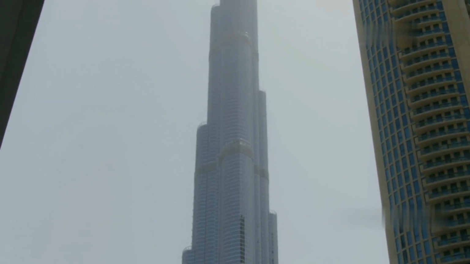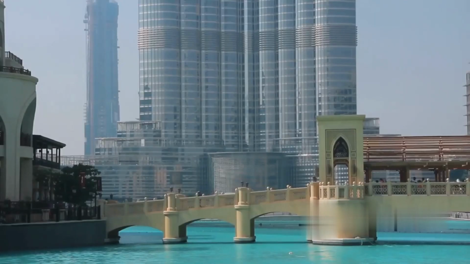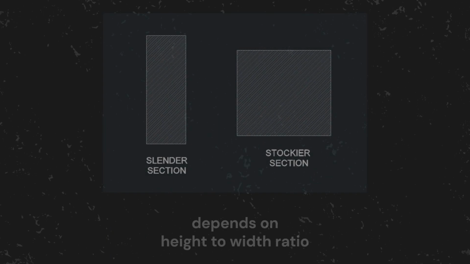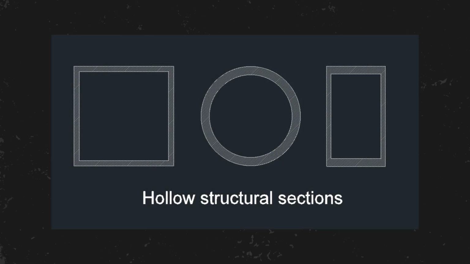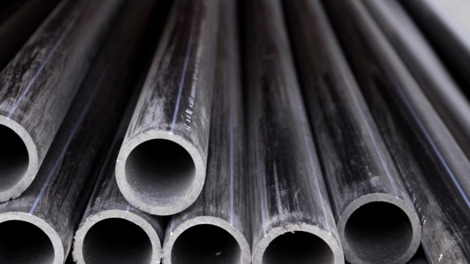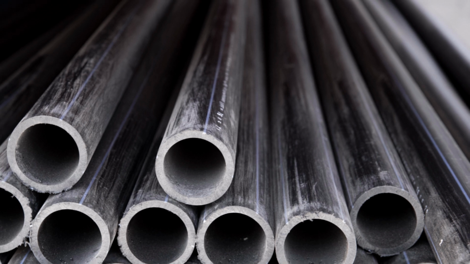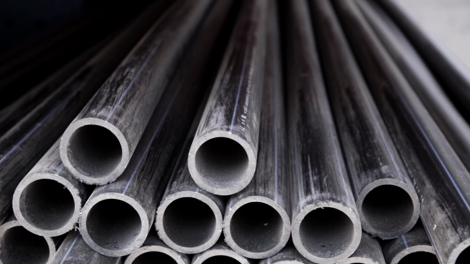Now, let's address a critical concern: stability. Tall structures like skyscrapers are constantly battling against the forces of gravity and wind. A key consideration is the risk of buckling, where a slender column can suddenly collapse under compressive loads. Hollow structural sections, also called HSS, with their uniform cross-section, offer exceptional resistance to buckling. Their hollow core provides a more efficient distribution of material, enhancing their stability.